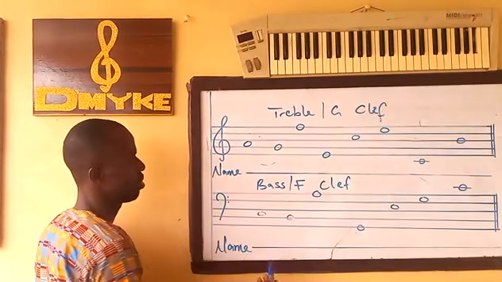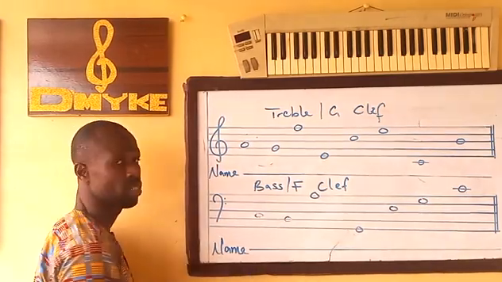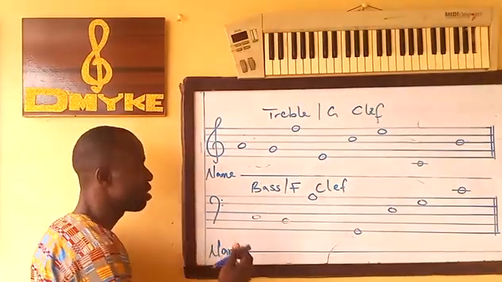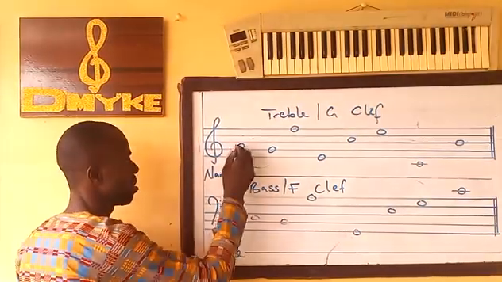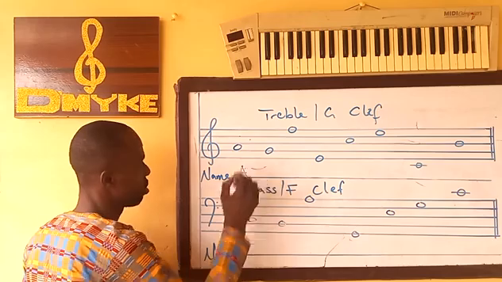This point is space C. Now the line below that C is line B, as in boy. That means the space below B is A, and this note is A. So it means this point is note A.